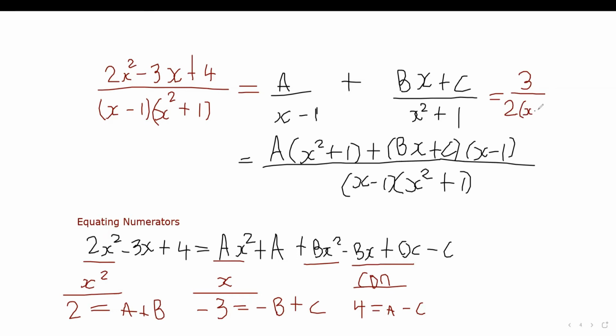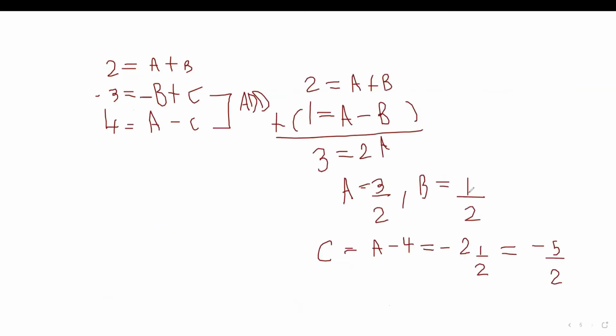You don't need to put 3 over 2 in the numerator and then divide it by x minus 1. We don't need to make it look so ugly. We want it to look proper. Then we're going to have plus bx plus c. B is a half, c is minus 5 over 2.